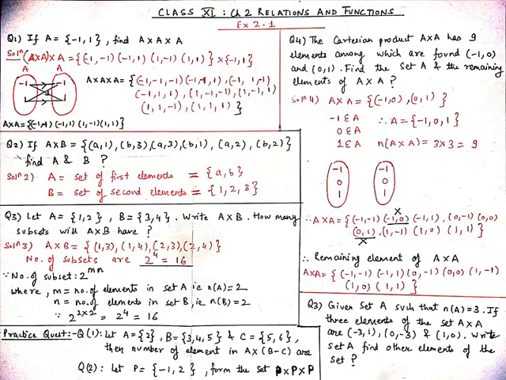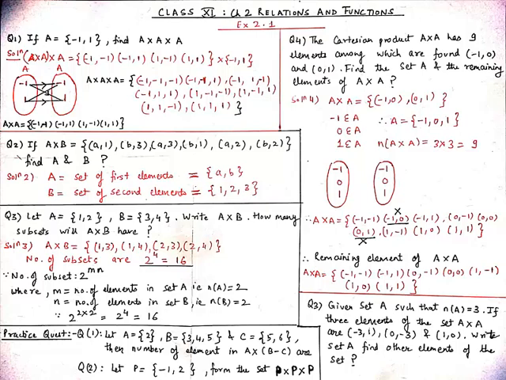And now our fourth question for today is, the Cartesian product of A cross A has 9 elements, among which are found (-1, 0) and (0, 1). Find the set A and the remaining elements of A cross A. Now according to our question, we know that A cross A contains (-1, 0) and (0, 1).